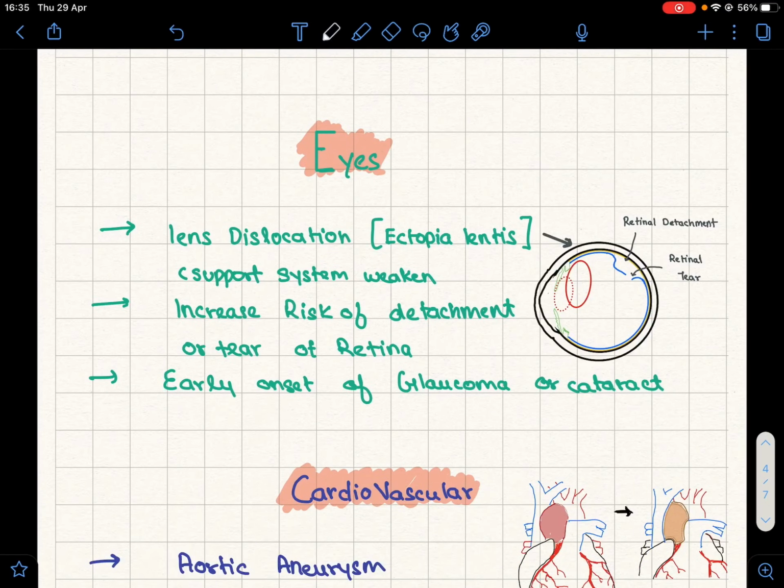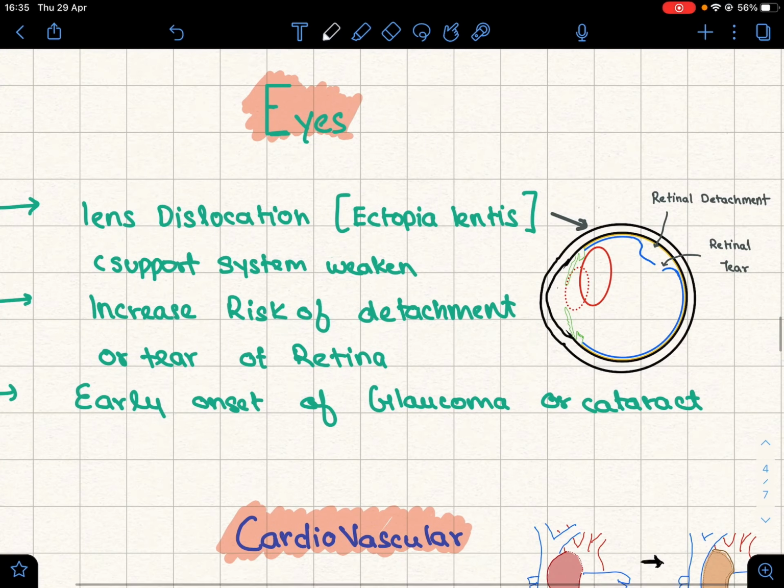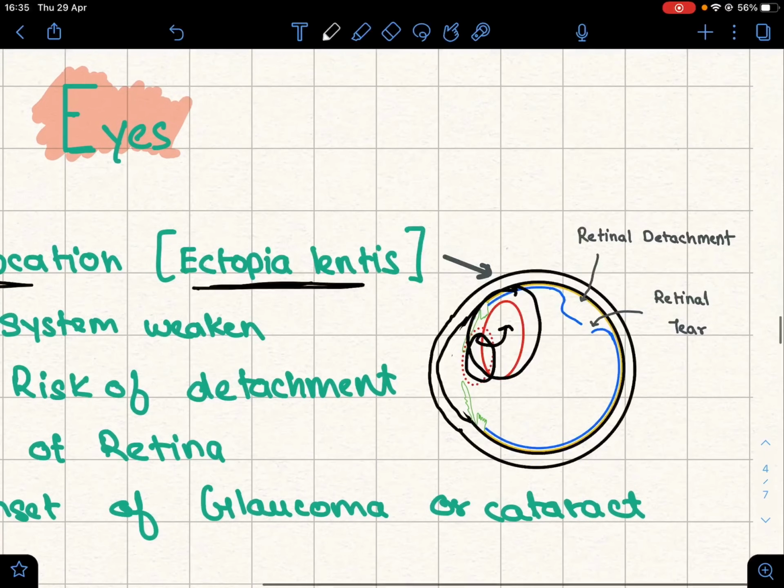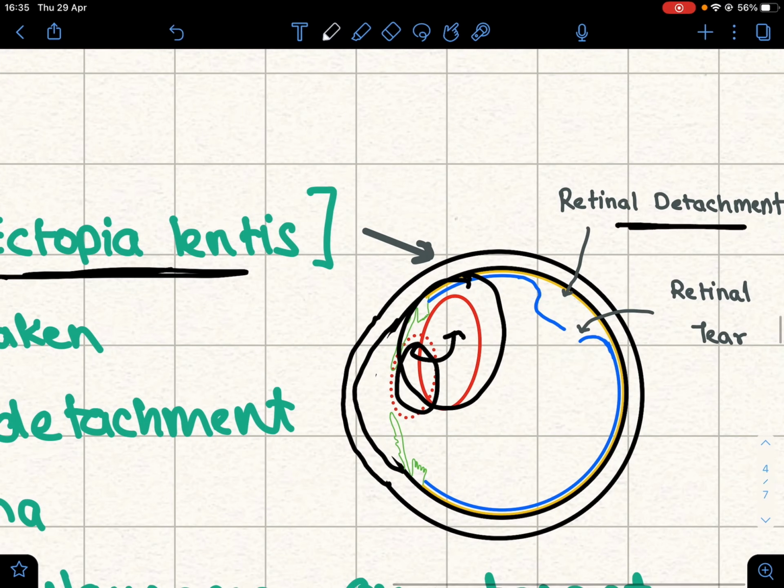In the eyes, as we know that connective tissue is present throughout the body, there is deformity in that also. There can be lens dislocation, called ectopia lentis. In the lens dislocation, the lens from its normal position goes to a new position. The movement of the lens is upward. Also there can be retinal detachment.